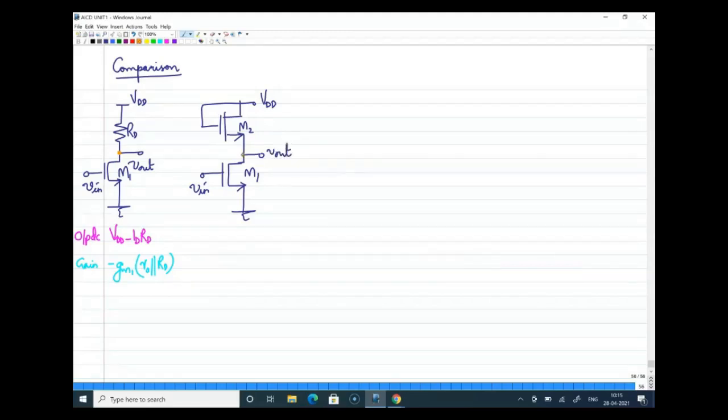Now, if I want to write the output DC level at this point, can you guys write the output DC level and gain of this circuit also in the chat box? The output DC level is, for the circuit, you have the transistor M2 whose VGS is here. You can specifically write it as VGS2. So output DC level is basically VDD minus VGS2, which is the appropriate way of mentioning the output DC level.